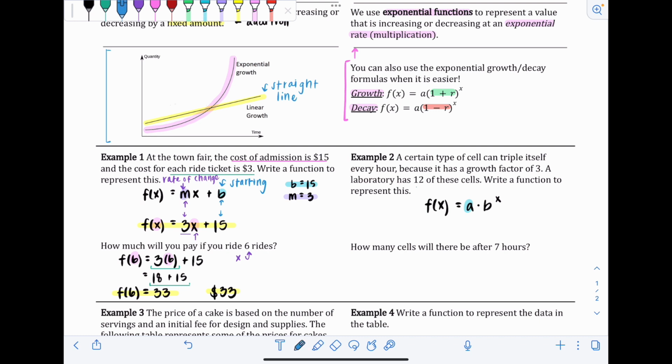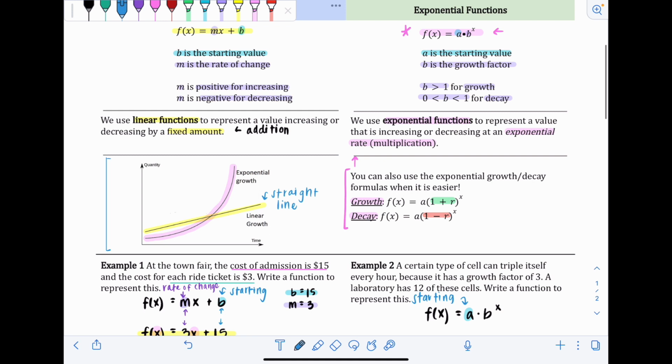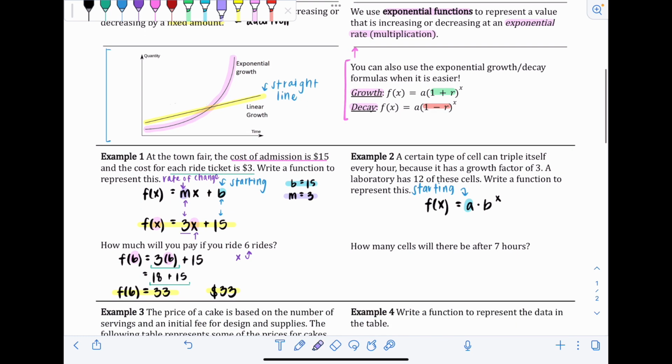So a was the starting value. And then going back up here, b was the growth factor. I'm just looking at this section right here where we had each thing labeled. So b was the growth factor.